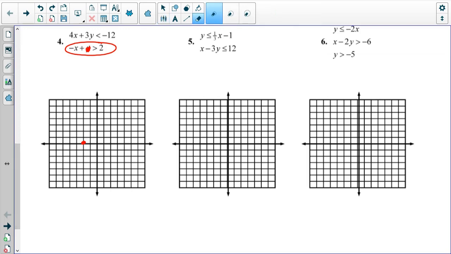And if I cover up x, I figure out that y equals 2 is an intercept. So if I do that, then I have a graph that goes as a dotted line through those points.